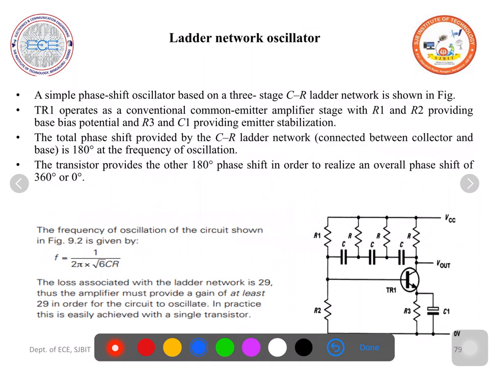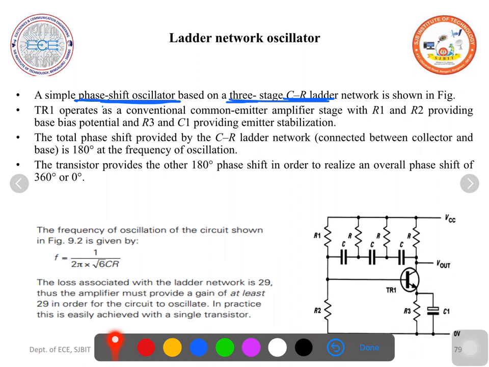Now let us see the ladder network oscillator. The ladder network oscillator, or the simple phase shift oscillator, based on a 3-stage CR ladder network. So this is a phase shift oscillator which is based on a 3-stage CR ladder network. The transistor TR1 operates as a common emitter amplifier stage. This transistor is used as a common emitter amplifier, with R1 and R2 providing the base bias potential, and R3 and C1 providing the emitter stabilization.